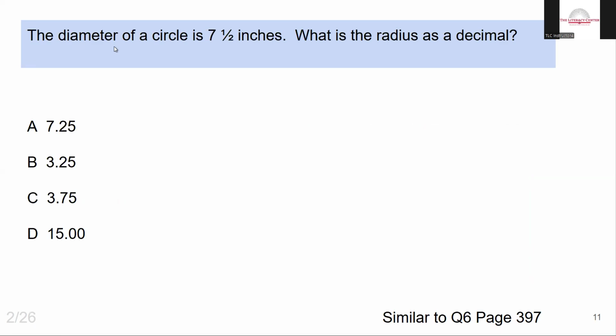Okay, the diameter of a circle is 7.5 inches. What is the radius as a decimal? I'll pause the video, so you work out your solution and come back when ready.